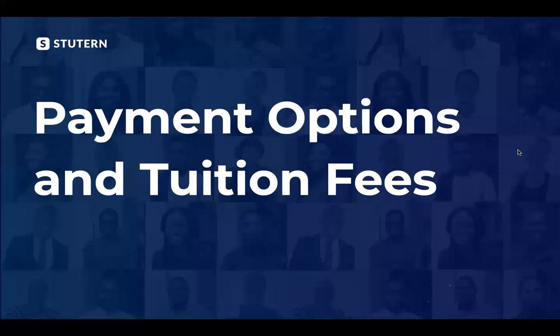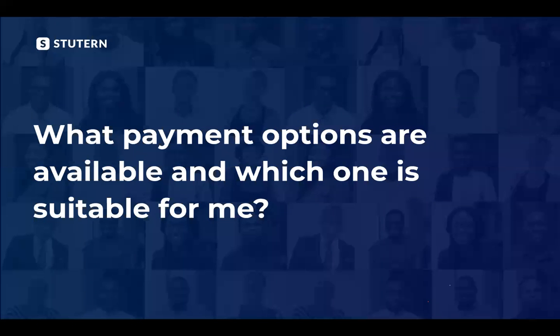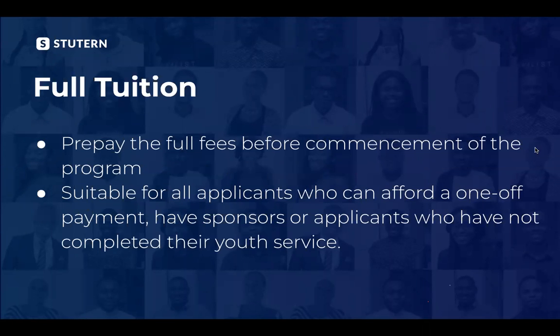Then we're moving on to payment options and tuition fees. What payment options are available and which one is suitable for me? We have 3 different payment options. First is the full tuition payment option, where you pay in full at once before the start of classes. You prepay the full fees before commencement of the program. It's suitable for all applicants who can afford a one-off payment, have sponsors, or have not completed their youth service. If you have sponsors, you can get them to pay at once and go straight into class.